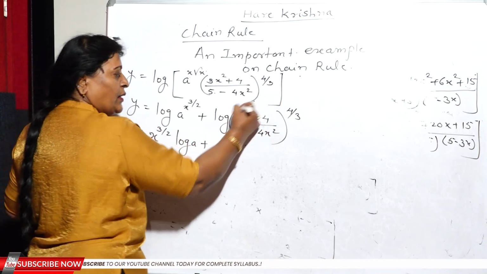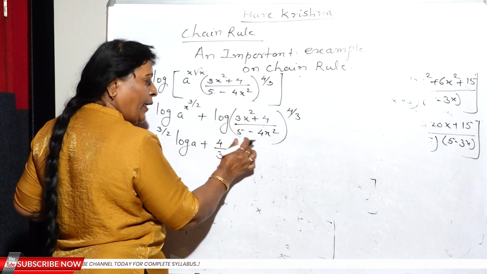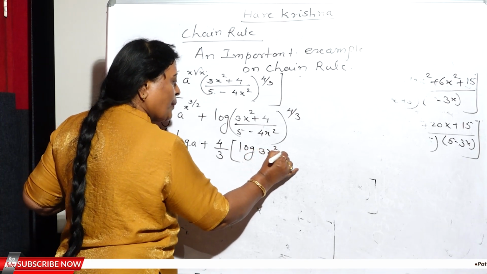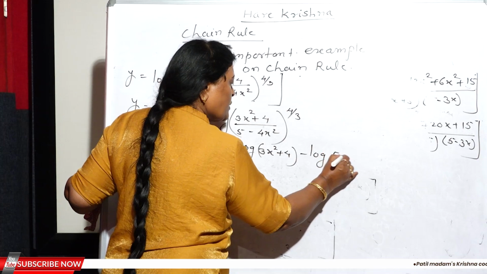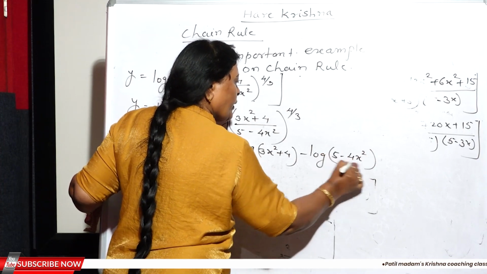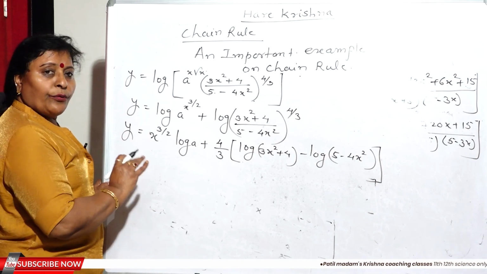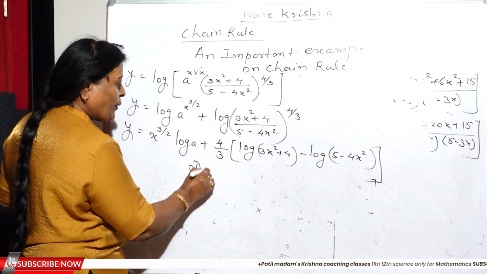Right? Now again this power is multiplied here, and again log of a divided by b means log of a minus log of b. Log of 3x square plus 4 minus log of 5 minus 4x square. Right? Simple. Now you can differentiate. Now we have simplified the function. Now here differentiate with respect to x.